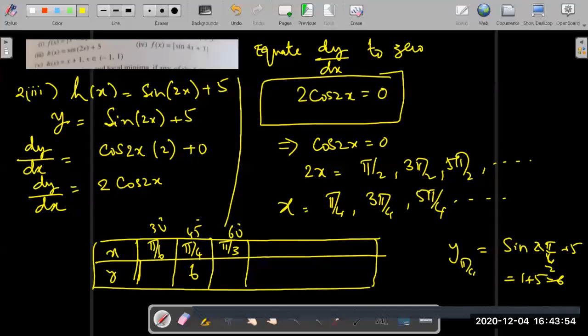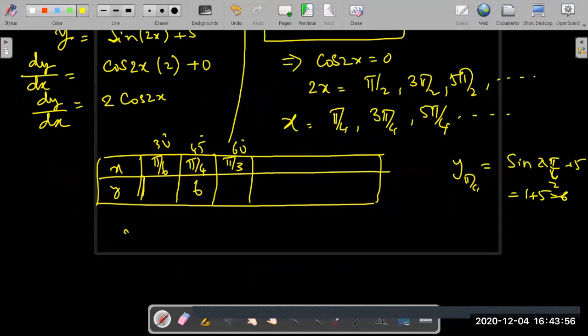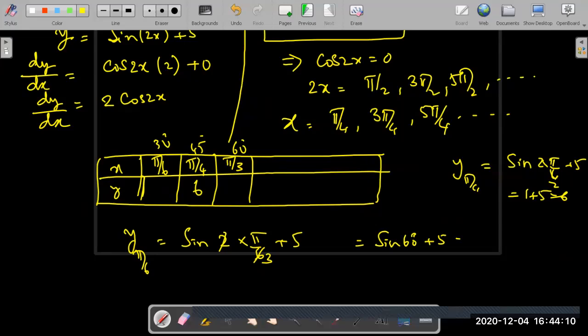Now let's try at pi by 6. y at pi by 6 equals sine 2 into pi by 6 plus 5. That is sine 60 plus 5. Sine 60 is root 3 by 2, which is 0.866, plus 5. That's equal to 5.866.